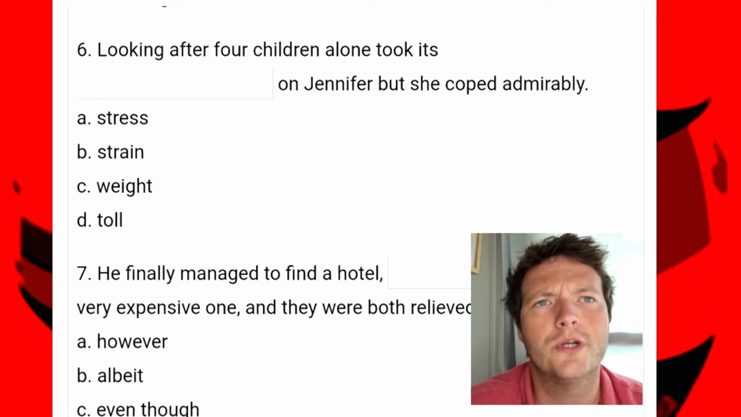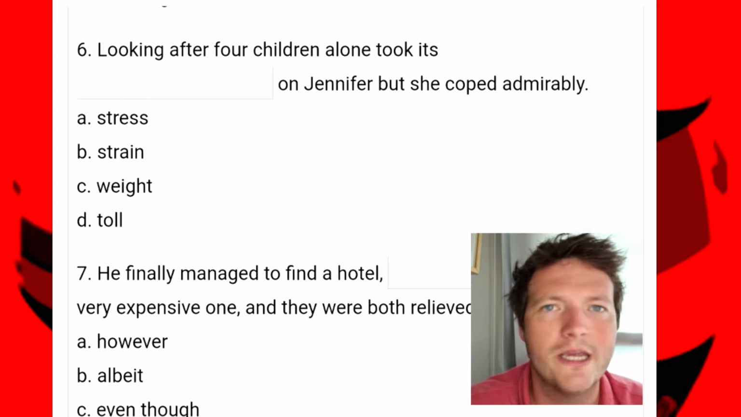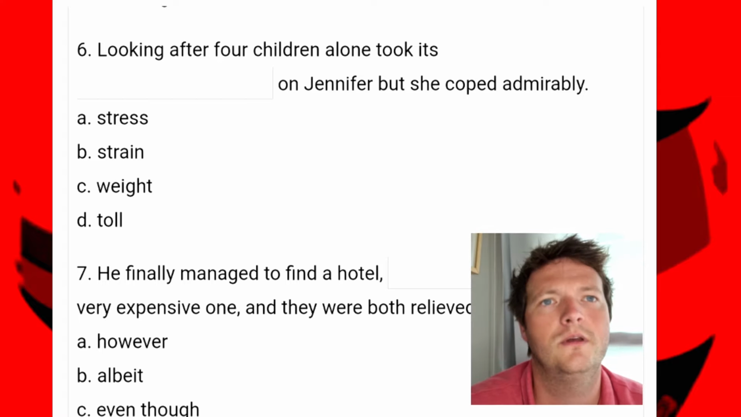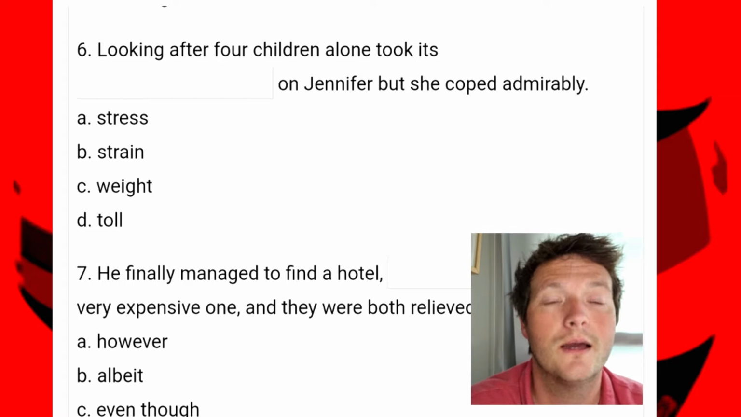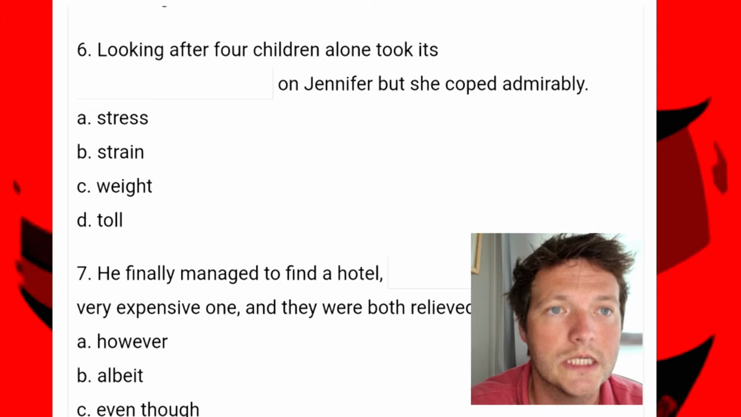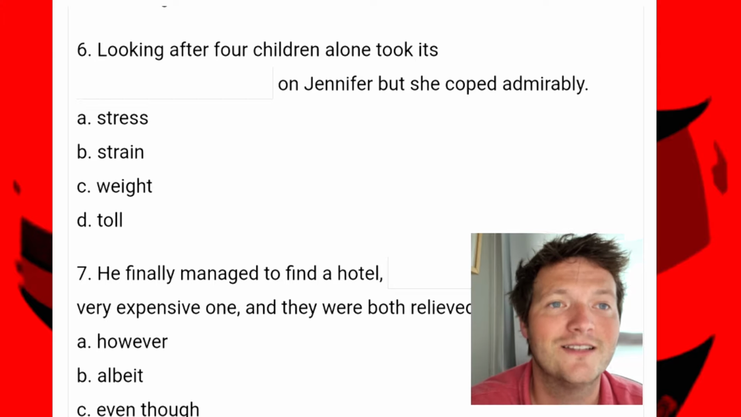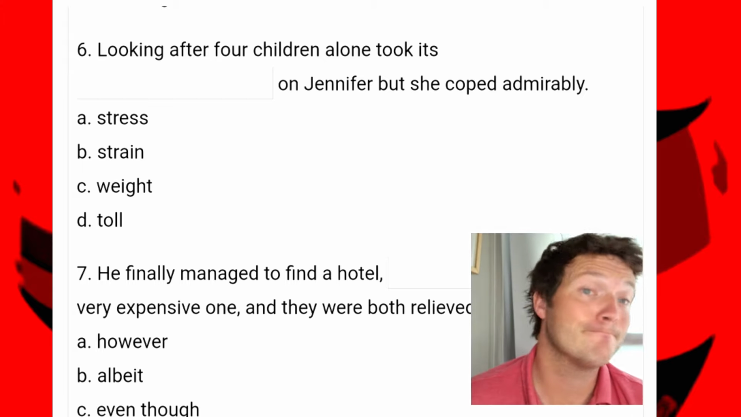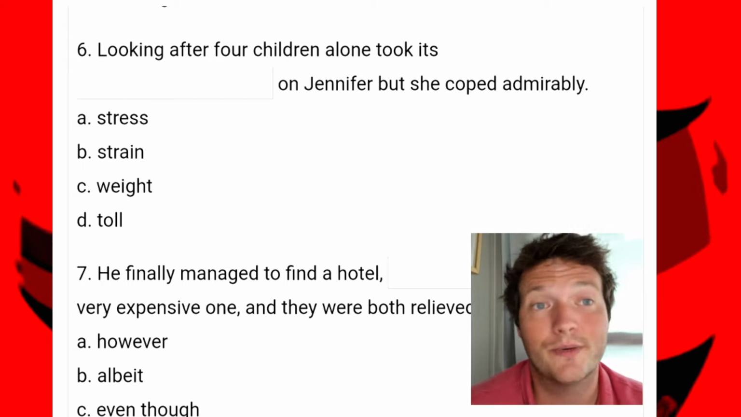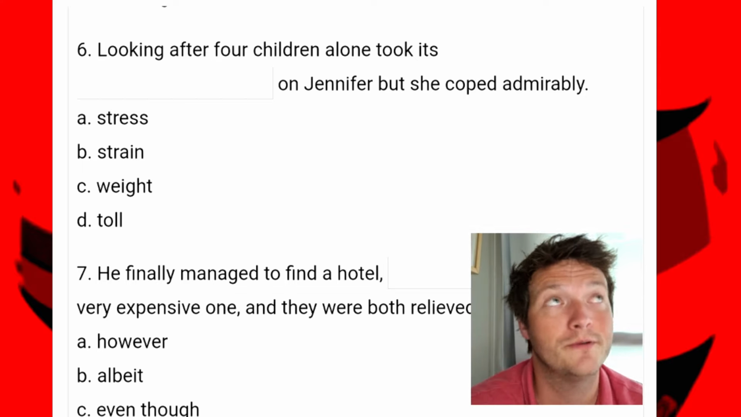Looking after 4 children alone took its stress, strain, weight, toll on Jennifer, but she coped admirably. So I think what we mean here is it had some negative impact on Jennifer. No, she suffered. It took its toll is the expression. It took its toll on Jennifer.